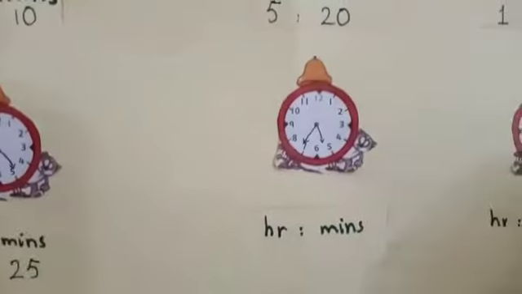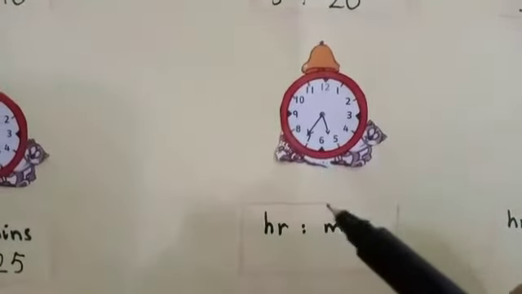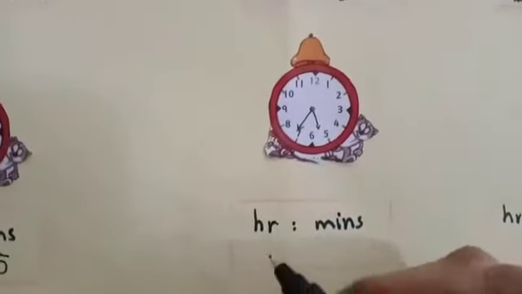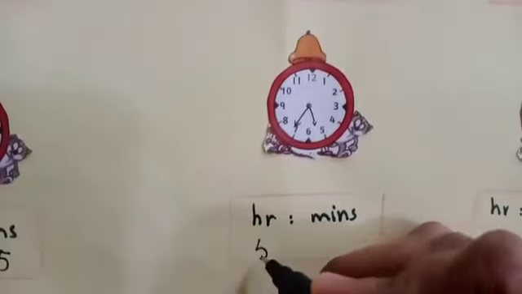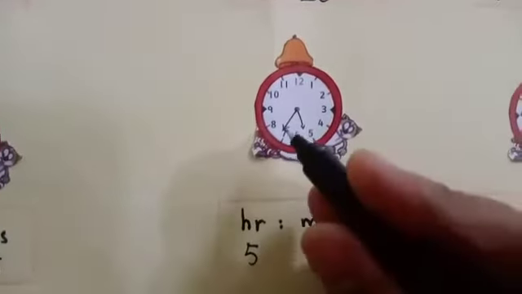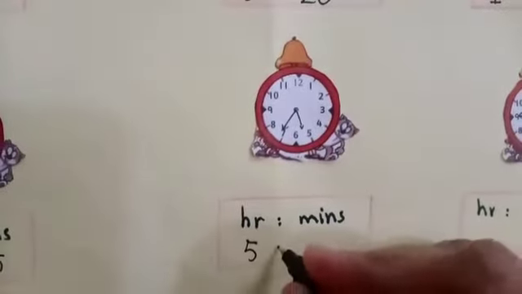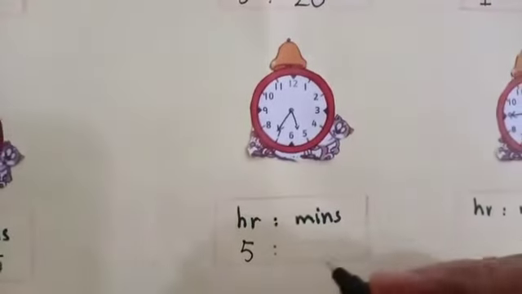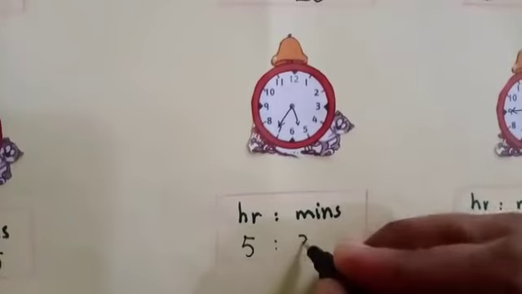Next, look at this clock. How many hours? It's 5. 5 hours. And how many minutes? Its long hand is on 7. So 5 7s are 35.